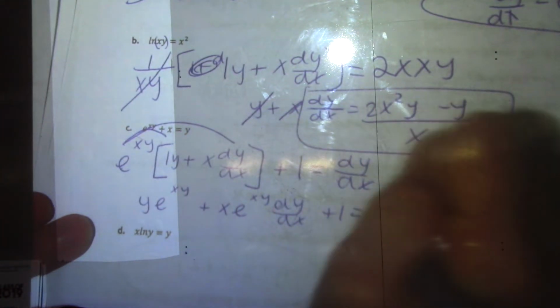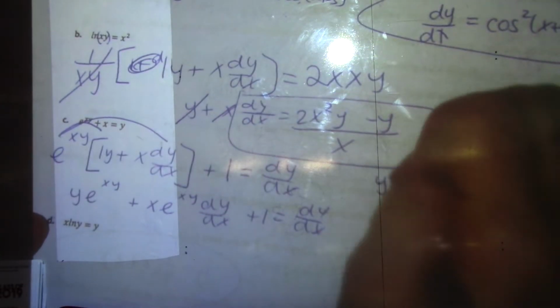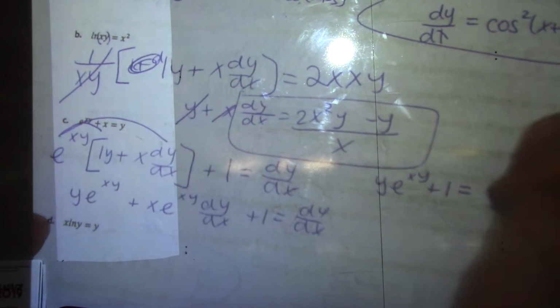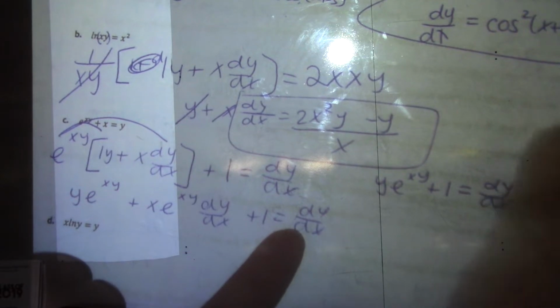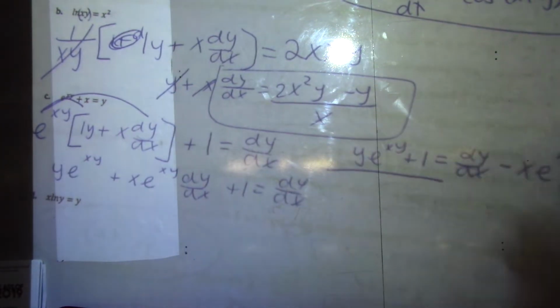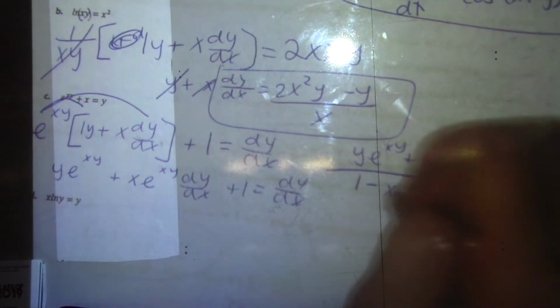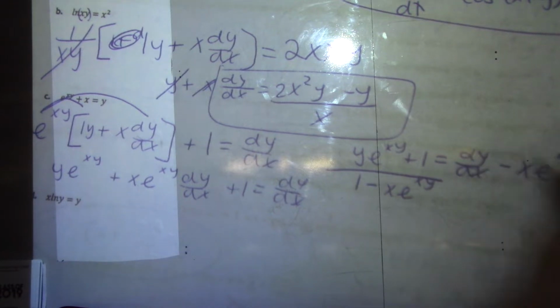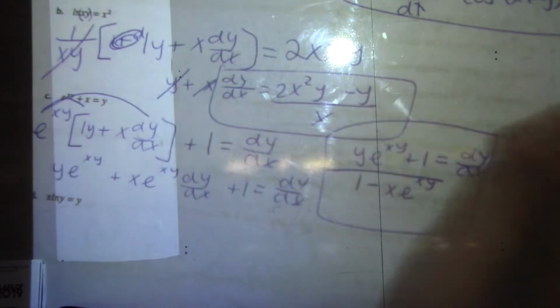dy/dx. And then I'm just going to subtract this over, so that leaves me with y e^(xy) + 1 equals dy/dx minus x e^(xy) dy/dx. Factor out the dy/dx and divide by that factor, which is 1 minus x e^(xy). And that got rid of this, so then that's my answer.